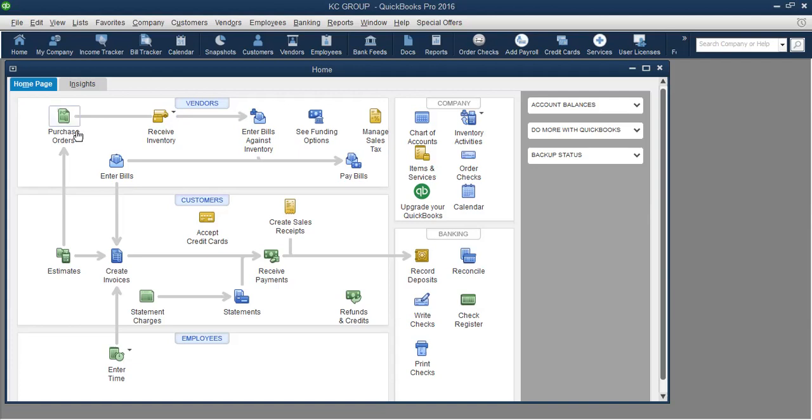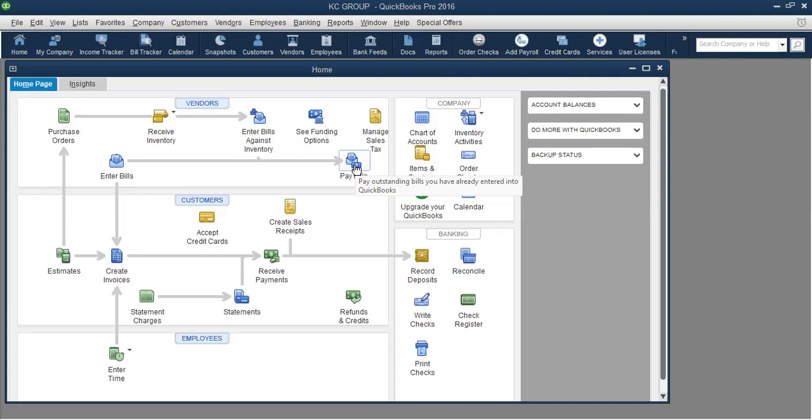We are seeing that everything is set up in a flow chart. When you look at enter bills, for example here, you see that there is an arrow that follows the flow chart over to the next thing. When you follow the flow chart over to the next item, QuickBooks tells you to pay, because this arrow goes up to pay bills.